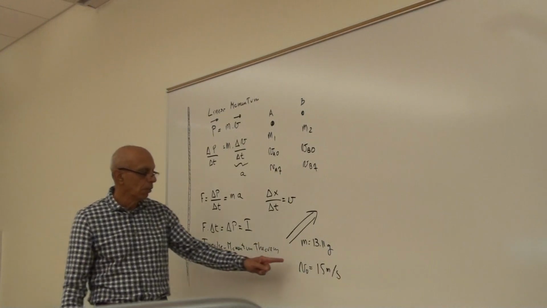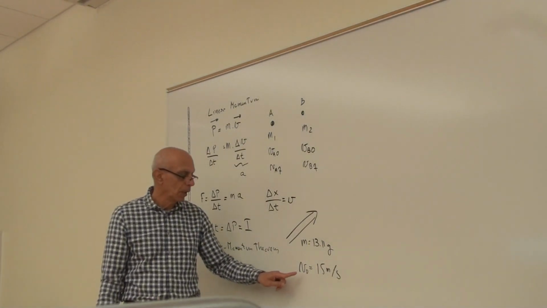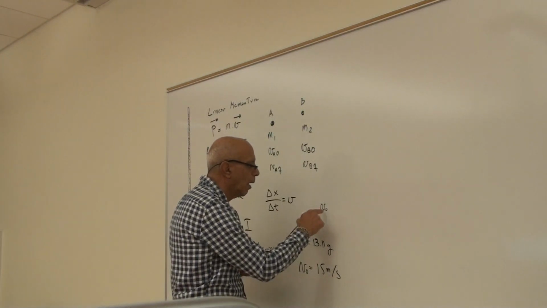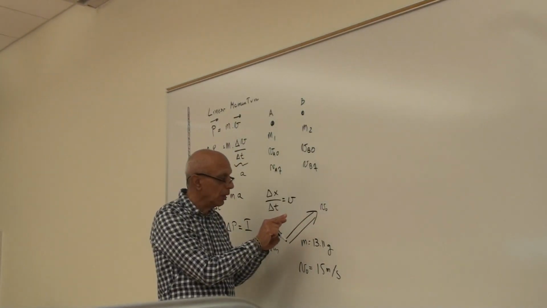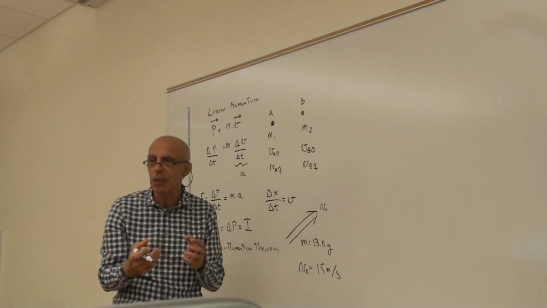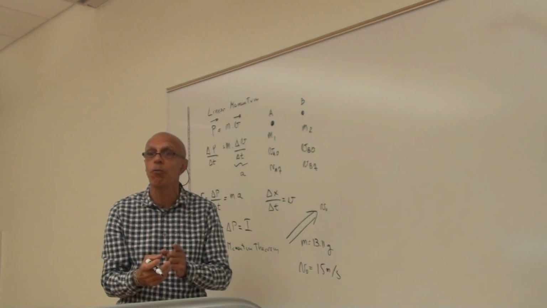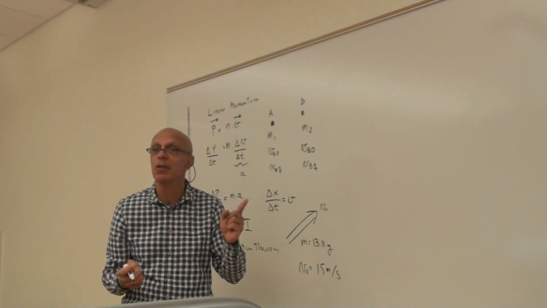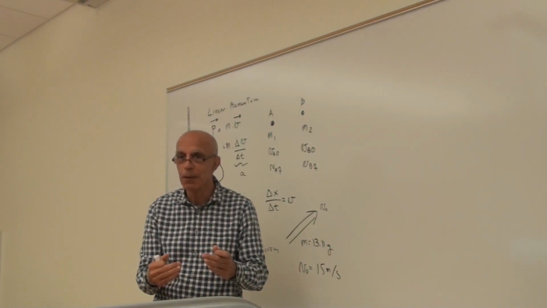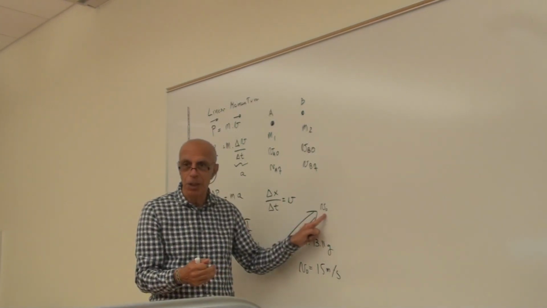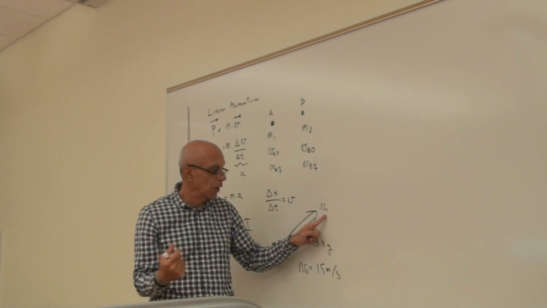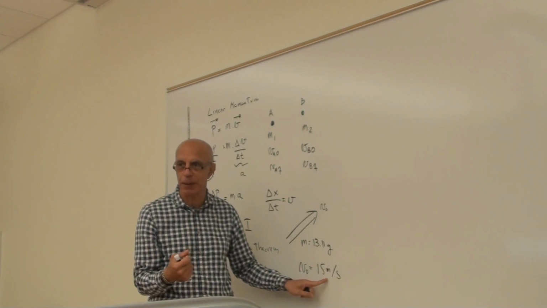So the initial velocity is actually the velocity at which the rocket is leaving the launcher, right? But what was the velocity before the rocket launched? Zero, right? So delta V is the initial velocity that we calculated minus zero. So delta V is 15 meters per second.